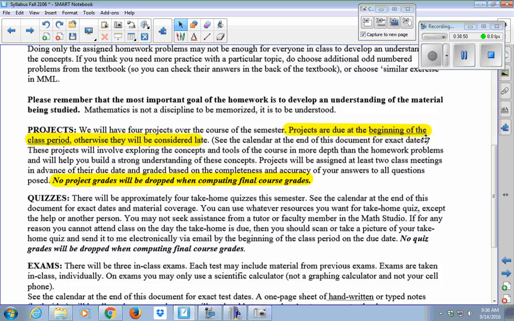So if you wait until the very last minute, like being in the studio at 8:15 to print it out, and you're having problems printing it out, and you have to go running around the college, and you come in at 9 or 10, it's late. It's due at 8:40 on Friday. No project grades are going to be dropped. So if you decide not to do one, it will be a 0.